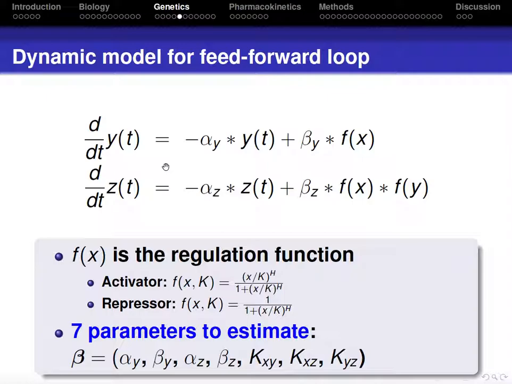Using these differential equations, we are able to describe this regulation process very accurately, right? For this differential equation, we have 7 parameters to estimate, and all these parameters have biological meaning in this system. Okay, let's stop here, and on Wednesday we will continue.